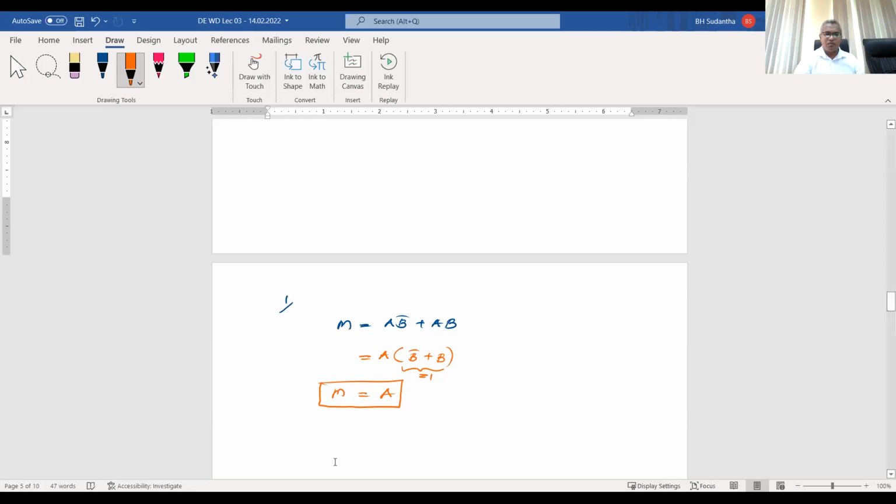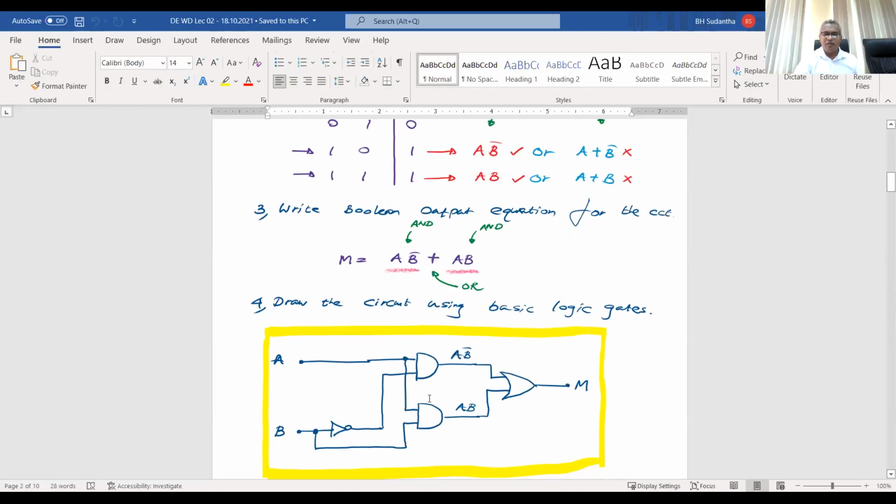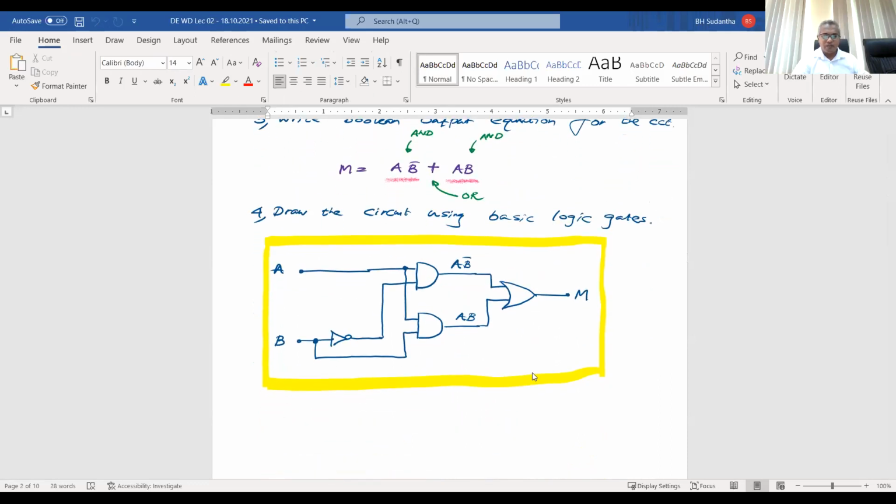shall we go back to our previous one? And this is the equation we got. And this is the diagram we have drawn as the solution. Here, how many gates have we drawn? 1, 2, 3, 4. But instead of having all these things, the solution is, this is A and B, and this is M. You can connect straight away here. There is no gate needed.